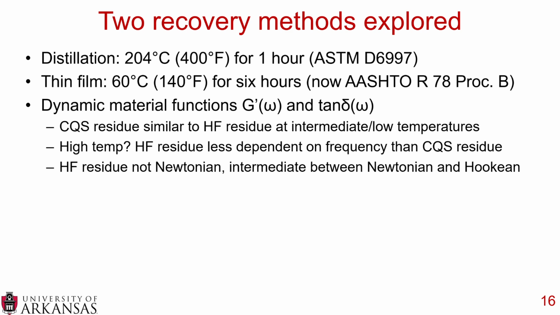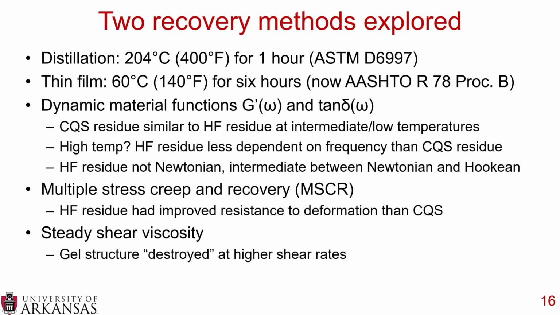And they felt that the reason behind this is that standard asphalt emulsion residue is Newtonian. They felt that high float residue did not behave in a Newtonian fashion. It was something intermediate between a Newtonian and a Hookean behavior. They also ran MSCR, the multiple stress creep and recovery test, and they found that the high float residue had an improved resistance to deformation versus the CQS. So again, this is these high float or high temperature properties. And they found at a steady shear viscosity, the gel structure they observed was destroyed at higher shear rates.